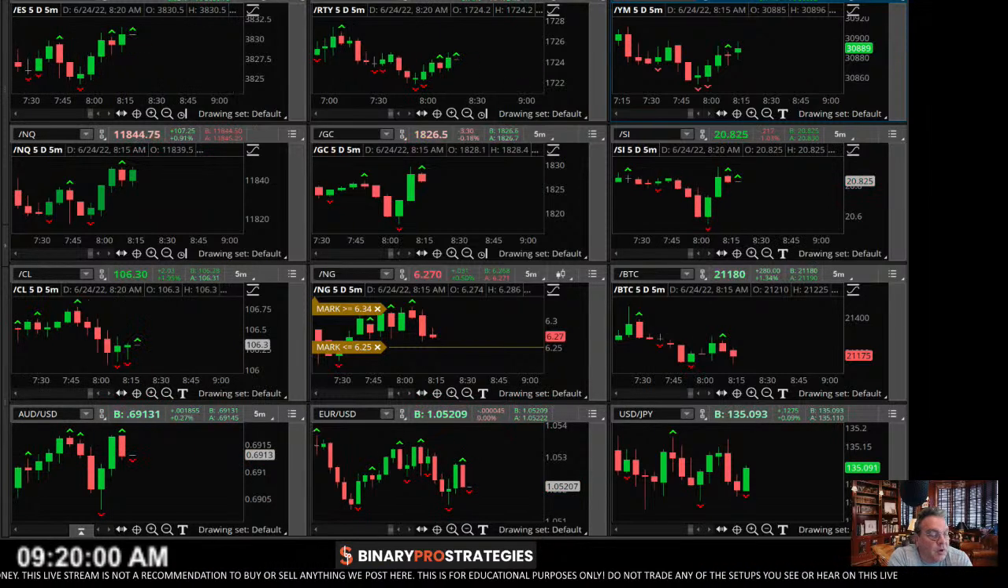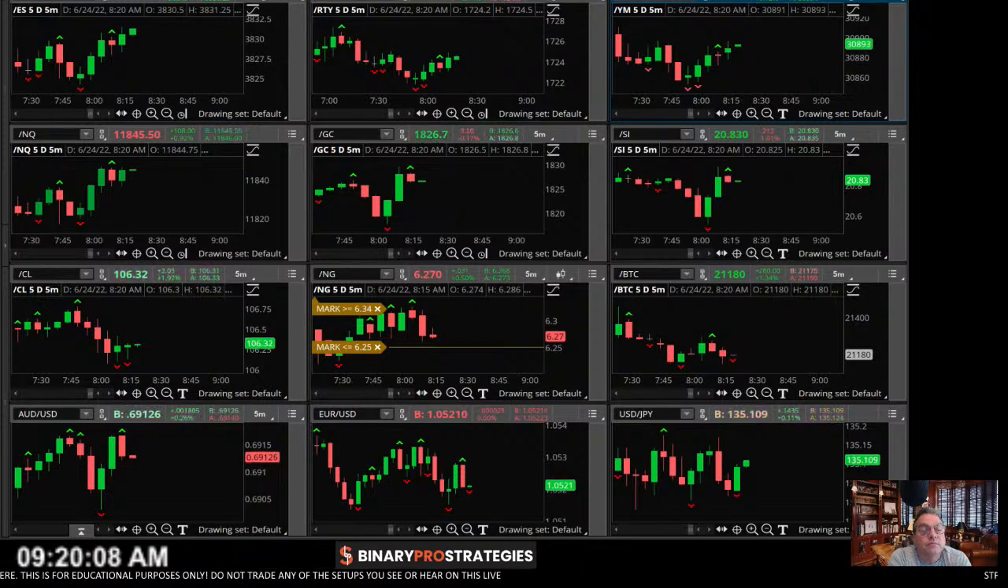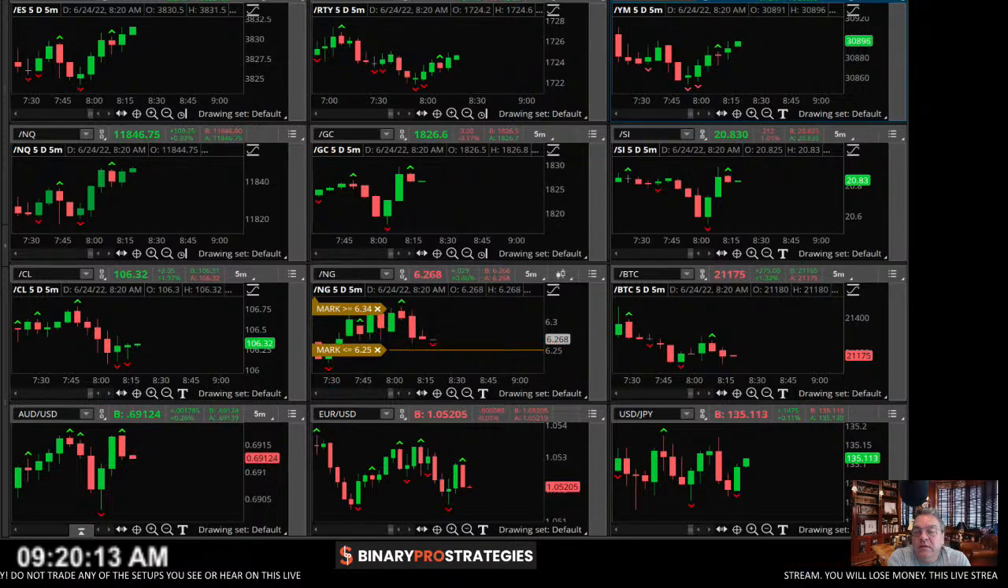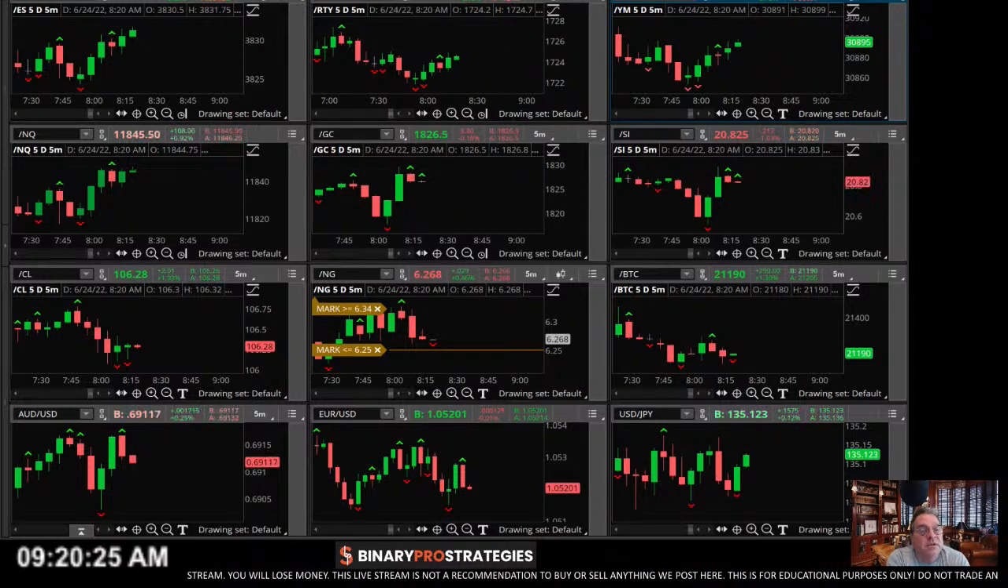Okay, we have a short coming up on the US yen. Looks like it's going to be a 135.13. Careful on these currencies on Friday. Sometimes they can be a little choppy. Definitely choppy last night. We're seeing some continuation of that choppiness.